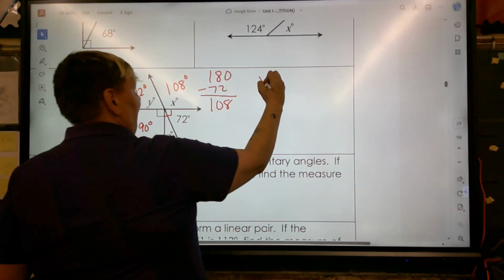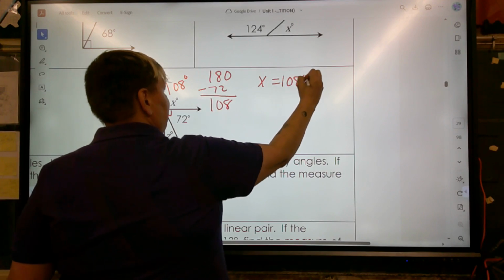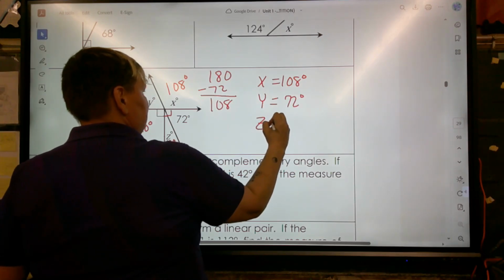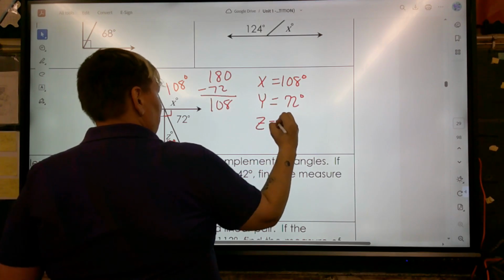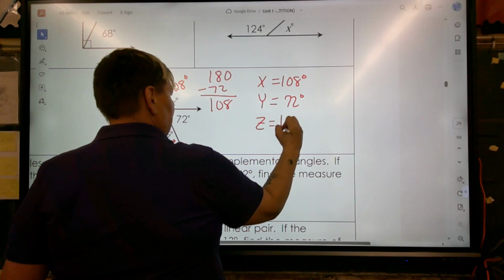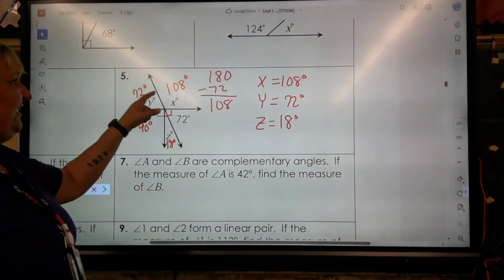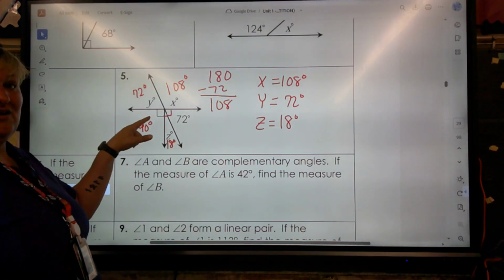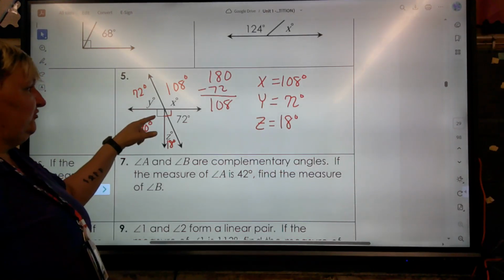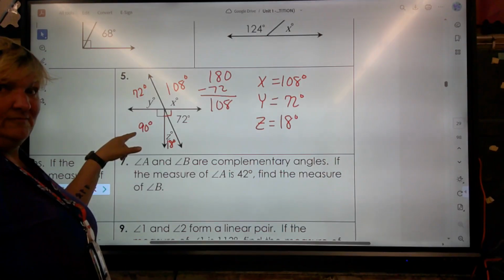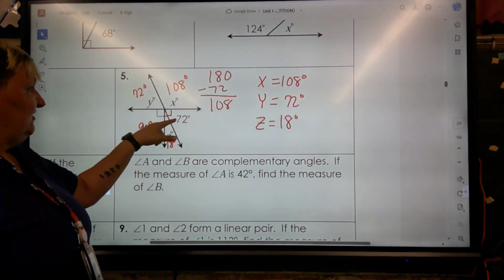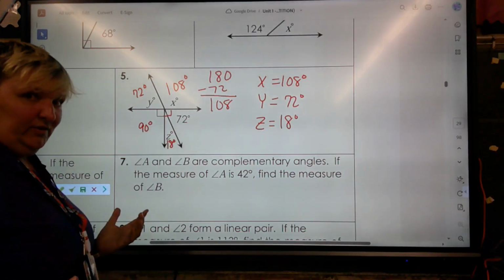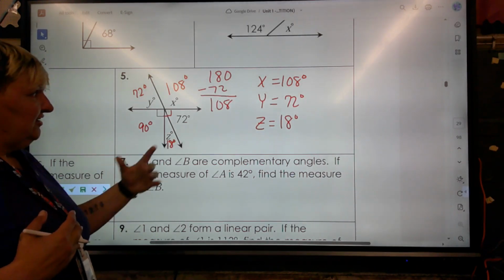We know that x equals 108 degrees, y equals 72 degrees, and z equals 18 degrees. Right? We used what they gave us, the 72 and the little square, and we used what we knew. We knew that the little square meant 90 degrees, and we knew that this is a vertical angle, which means they both have to be 72. We combined their knowledge and our knowledge to find the answers.